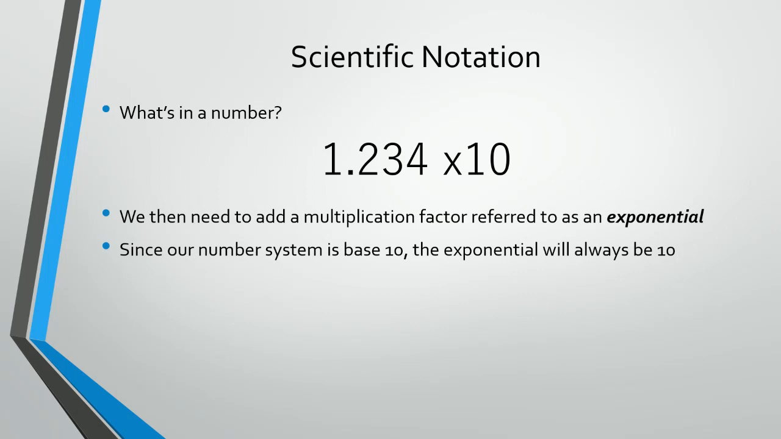The next thing you need to do is add what's called the exponential. I'm trying to use proper terminology with you guys here. Basically, you put a number 10 there, and the exponential is what you're going to be multiplying by. Since we're working in the normal number system, it's all base 10.